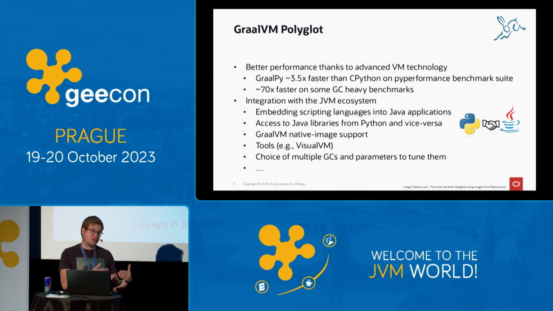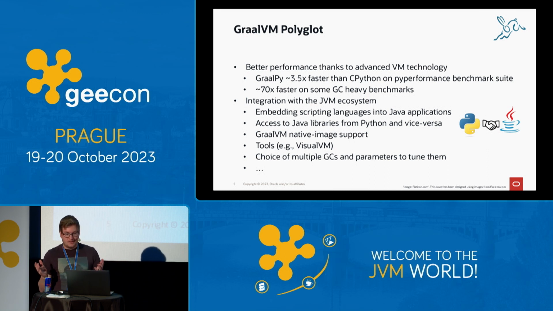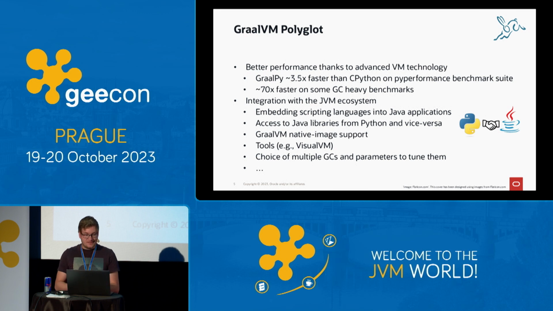So the just-in-time compilation will apply only to the Java sources around, but those languages themselves will be dynamically just-in-time compiled. There are lots of tools for the JVM. I probably don't have to tell you about that. There are multiple GCs, you can tune them. All these things are usually not as advanced in the other ecosystems, I would say.